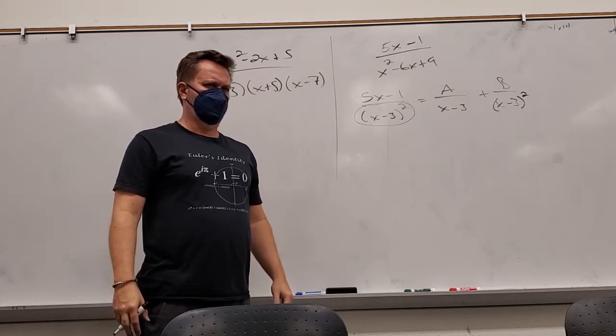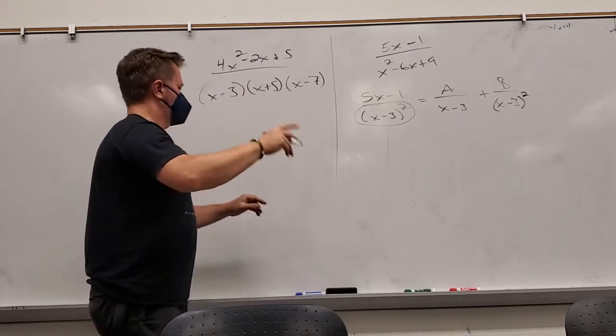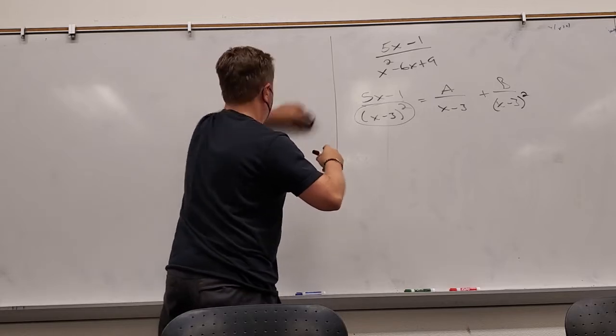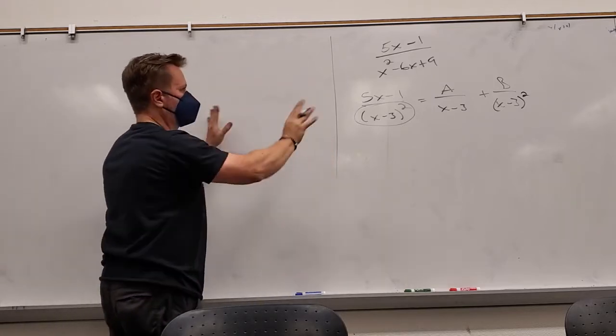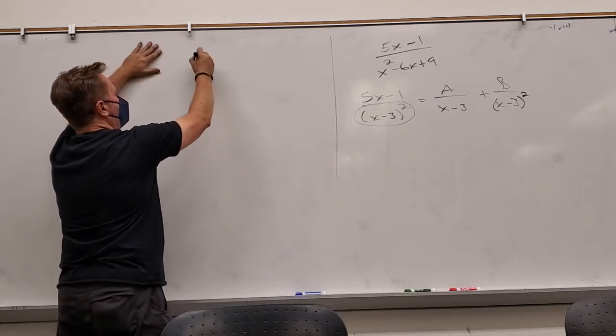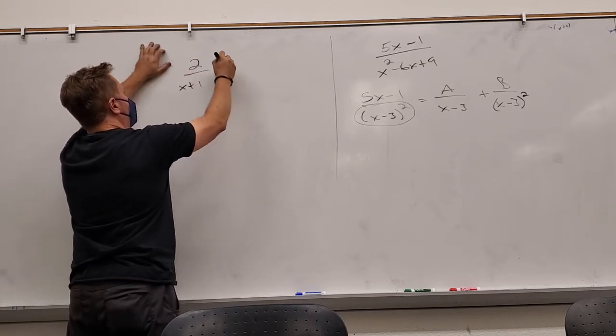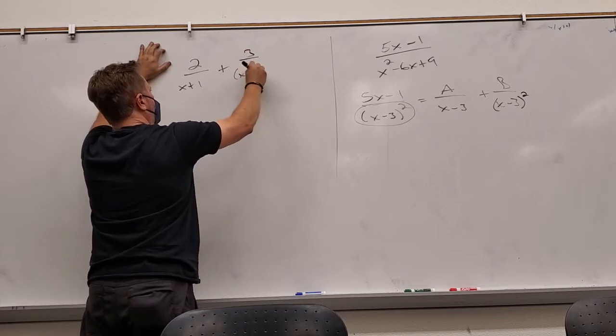Can you explain that train of thought a little bit? All right, so let's do a concrete example. Sort of like I started with the concrete example. 2 over x plus 1 plus 3 over x plus 1 squared.